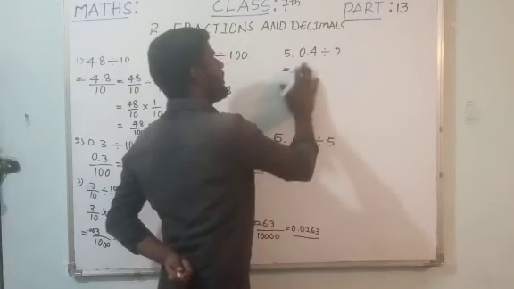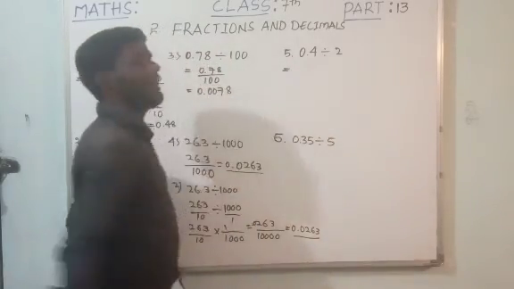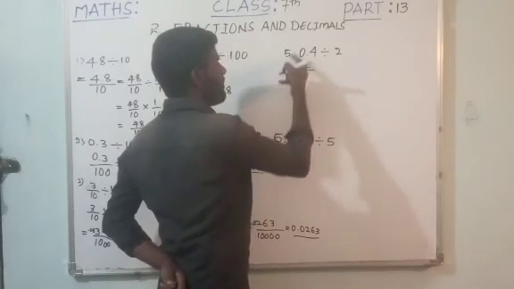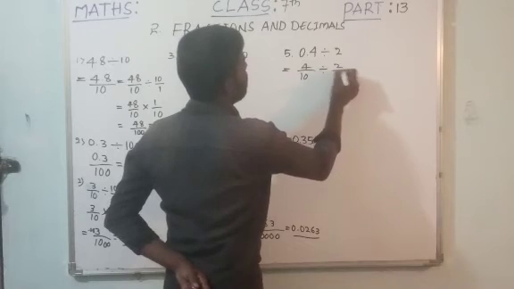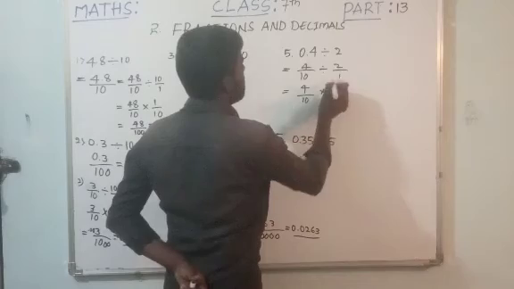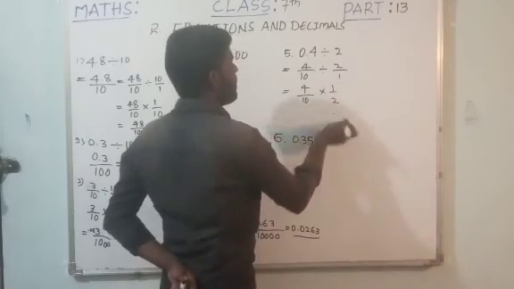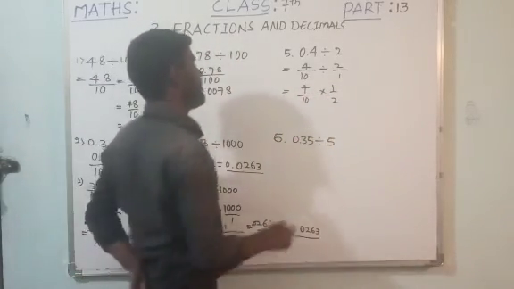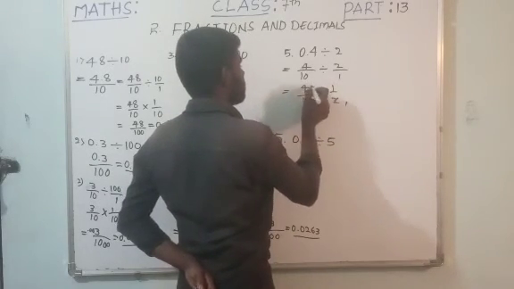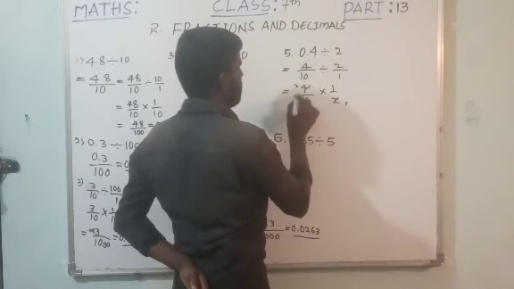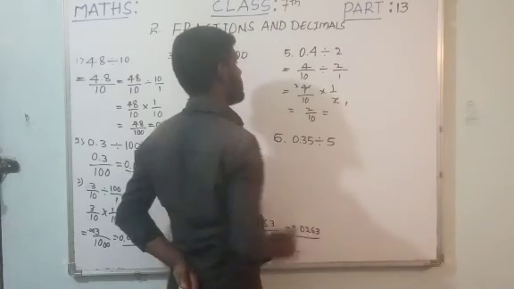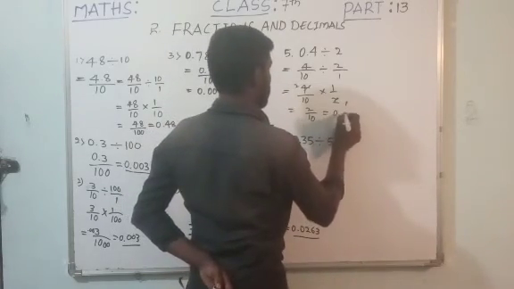Then question number 5, 0.4 divided by 2. I can write it directly as 4 by 10. 4 by 10 is nothing but 0.4, divided by 2 by 1. Now keep the first fraction as it is, 4 by 10, and the inverse of 2 by 1 is 1 by 2. Make it cancel. 2 ones are 2, then 2 twos are 4, so this will be 2 by 10, which means 0.2 is its answer.